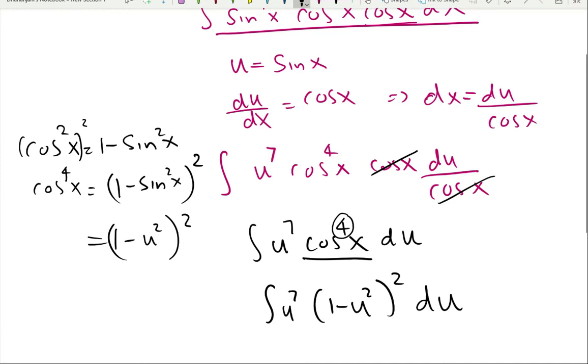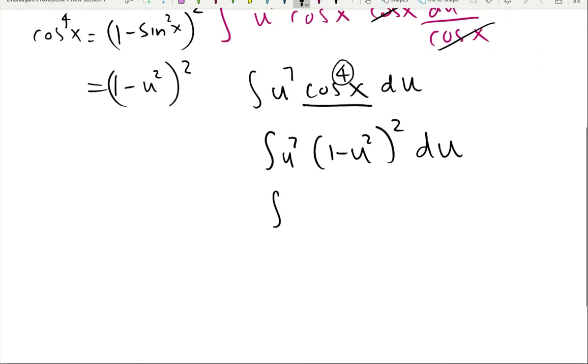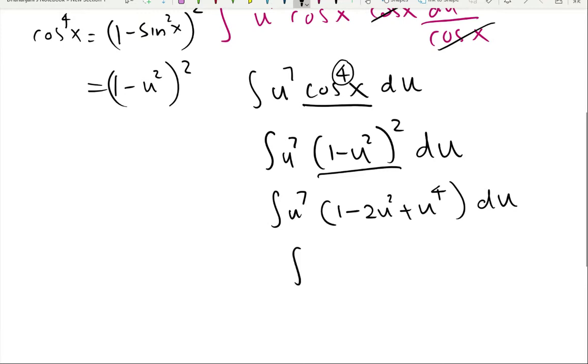Alright, so let's see what's going to happen. Now how do we solve this integral? Well, FOIL it. I'm going to do this quickly. If you FOIL it, you will get 1 minus 2u square plus u to the 4. If you are not comfortable with that, please take time and do it by yourself. Alright, so let's distribute that u to the 7. So this is u to the 7 minus 2u to the 9, because 7 and 2 will create 9, plus u to the 7 plus 4, 11.